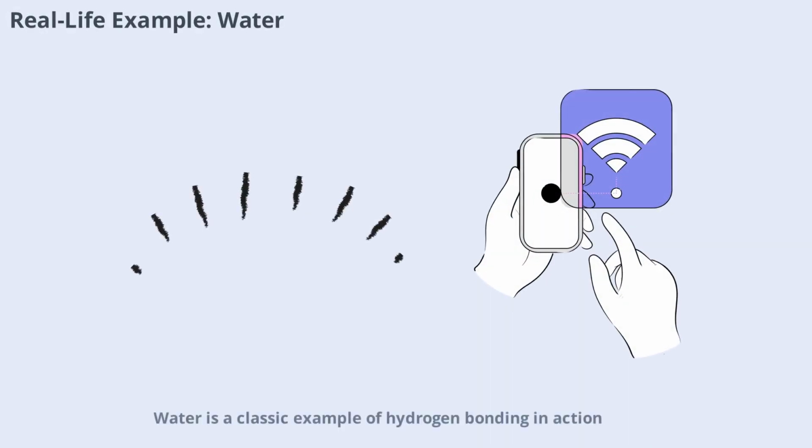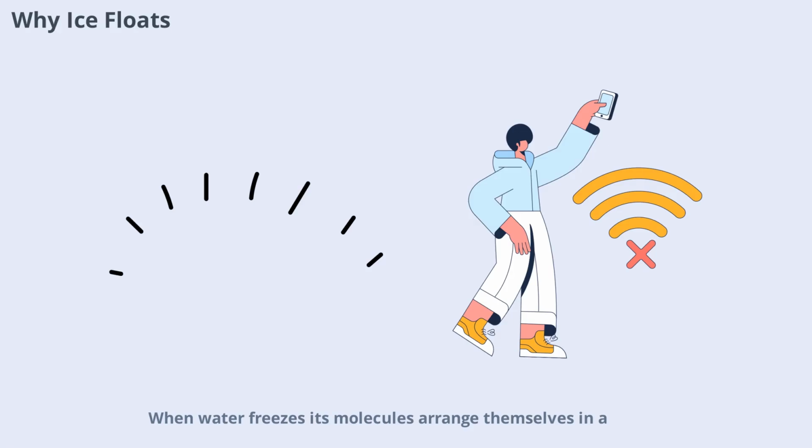Water is a classic example of hydrogen bonding in action. Each water molecule can form up to 4 hydrogen bonds with its neighbors, creating a highly connected network. This network gives water its high boiling point, high surface tension, and the ability to dissolve many substances. It's also why ice is less dense than liquid water, allowing it to float and insulate aquatic life during cold months. When water freezes, its molecules arrange themselves in a hexagonal structure due to hydrogen bonding.